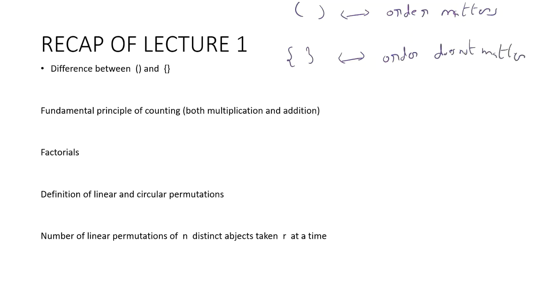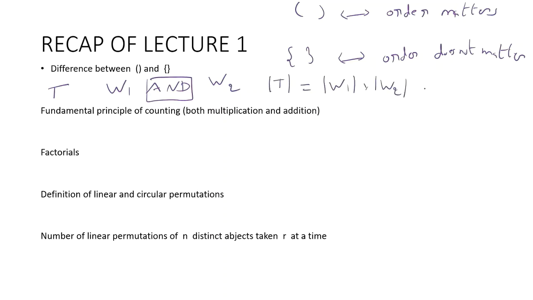And then we have discussed the fundamental principle of counting, both addition and multiplication. If a task T contains two different works, W1 and W2, and W1 can be performed in m ways and W2 can be performed in n ways, then the number of ways of completing the task is equal to the number of ways of completing W1 times the number of ways of completing W2, which is equal to m times n.